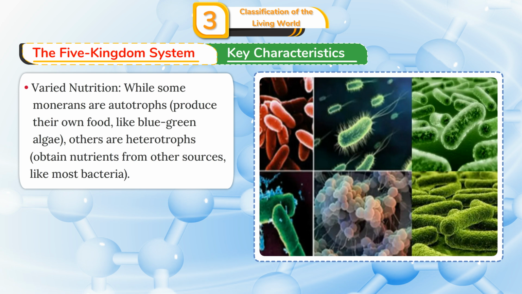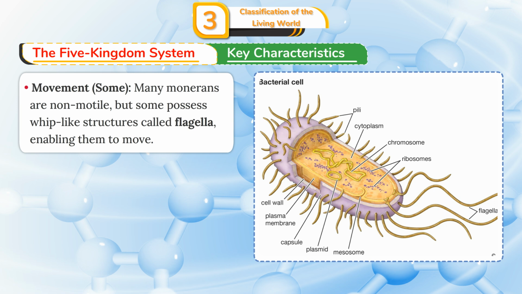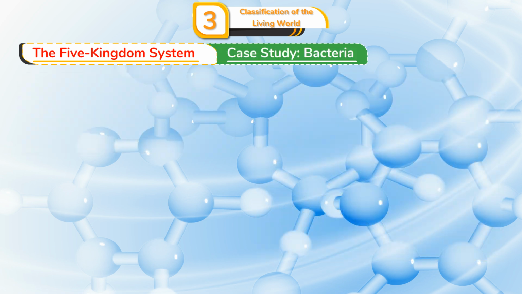Varied nutrition. While some monerans are autotrophs, producing their own food, like blue-green algae, others are heterotrophs, obtaining nutrients from other sources, like most bacteria. Movement. Many monerans are non-motile, but some possess whip-like structures called flagella, enabling them to move. Case study: Bacteria.